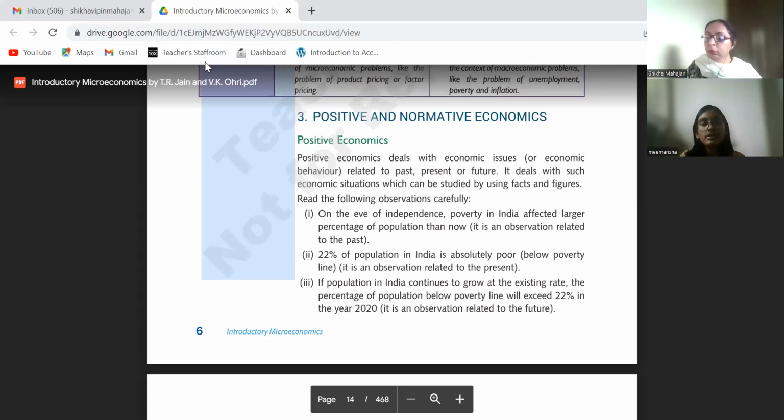So positive economics deals with economic issues or economic behavior related to past, present, or future. It deals with economic situations which can be studied by using facts and figures. Then, for example, an example.